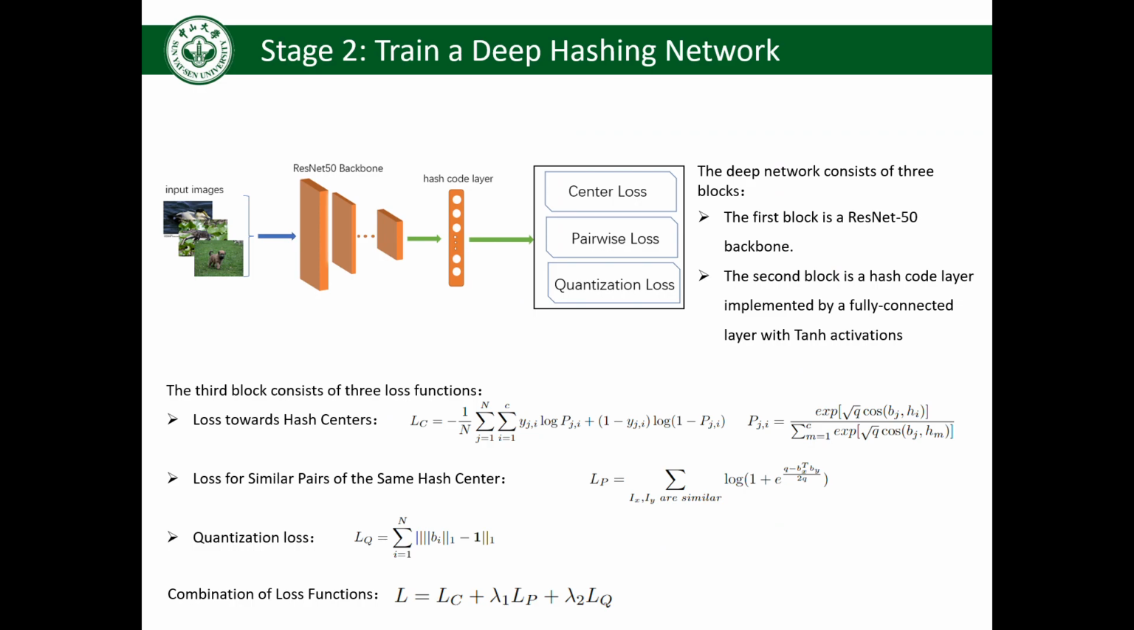In stage 2, we build a deep hashing network which consists of 3 blocks. The first block is a ResNet 50 backbone. The second block is a hash code layer. The third block consists of 3 loss functions, including loss towards hash centers, loss for similar pairs of the same hash centers, and quantization loss. Finally, we combine the 3 loss functions with hyperparameters lambda 1 and lambda 2.